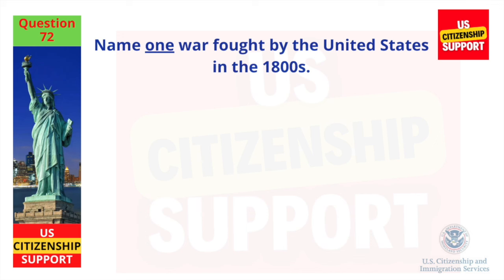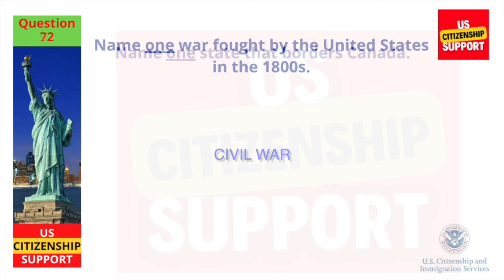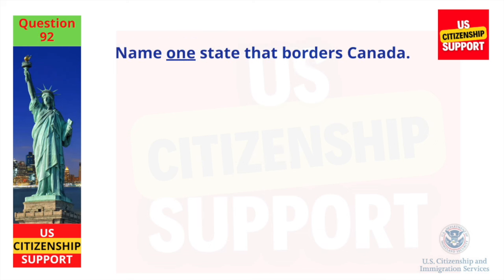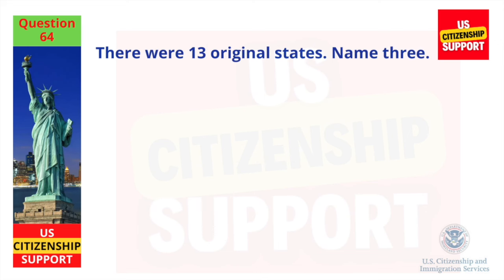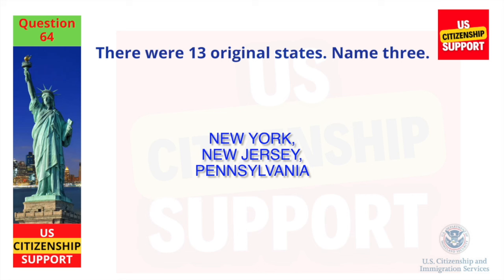Name one war fought by the United States in the 1800s. Civil War. Name one state that borders Canada. New York. There were 13 original states. Name three. New York, New Jersey, and Pennsylvania.